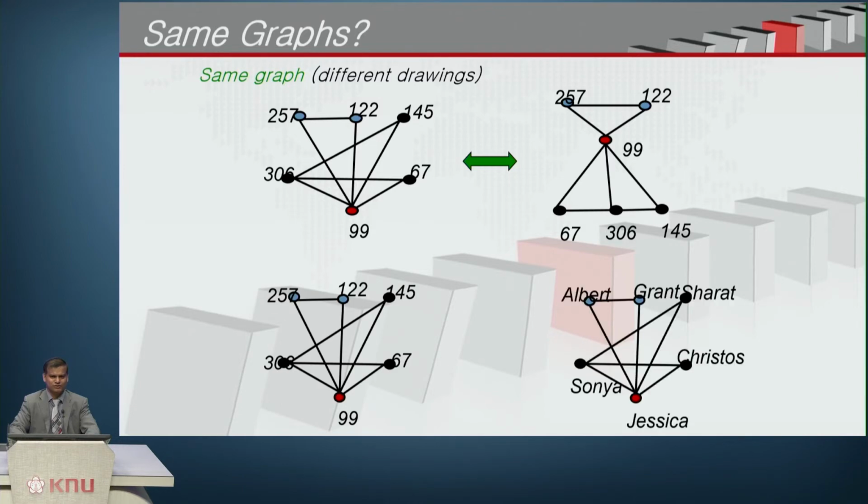How about these two? Well, yes, they are the same, but with different labels. Instead of 257 you have Albert, instead of 122 you have Grant. Yes, the same graph but different labels.